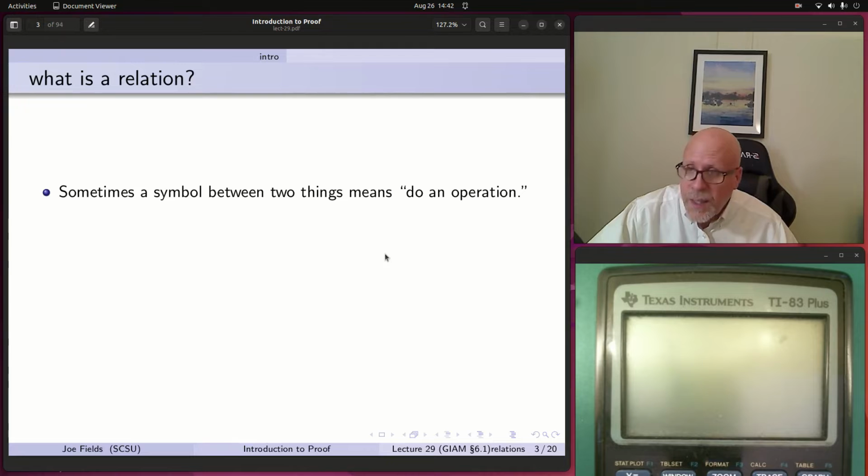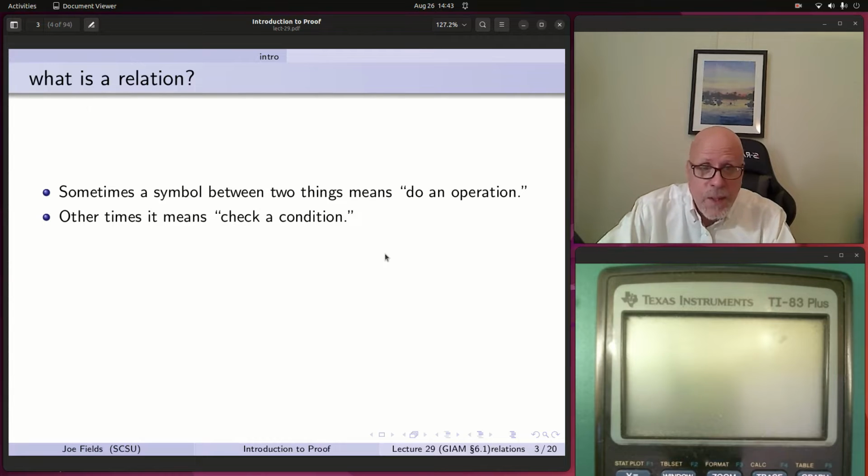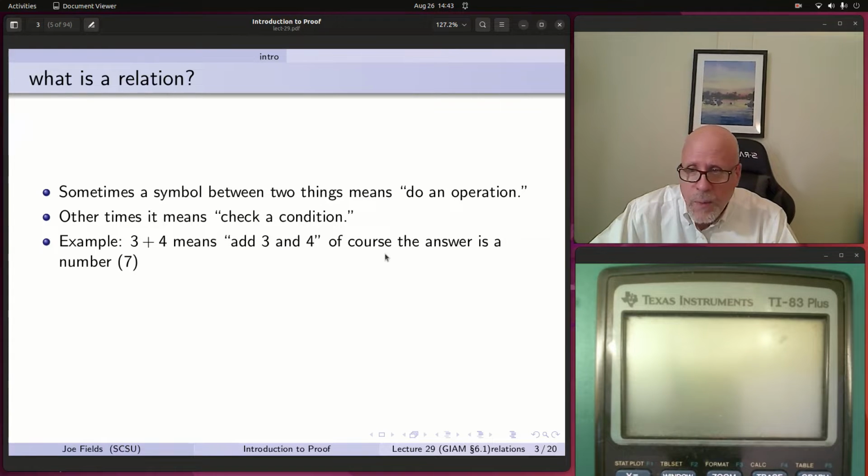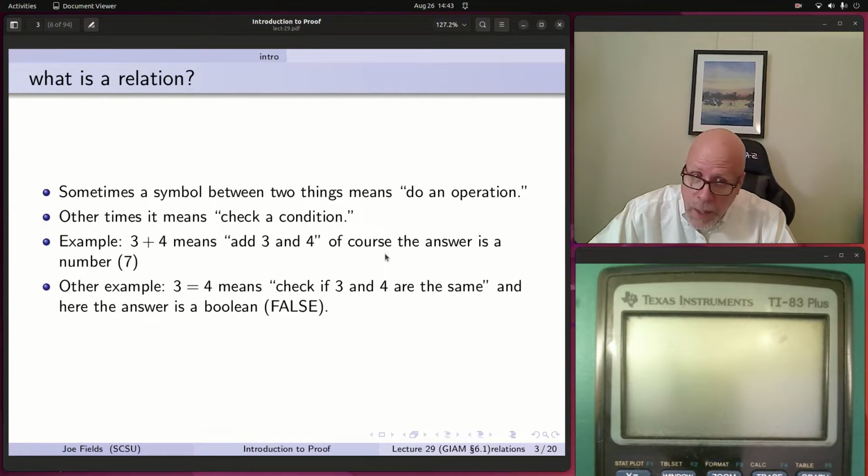So first, what exactly is a relation? Well, let's just focus on symbology. Sometimes you put a symbol in between two numbers and it means do something. Other times it means check something. For instance, if you put a plus sign in between the numbers 3 and 4, it means add them. Of course, you get something numerical when you do that. You get 7. On the other hand, if you put an equal sign between 3 and 4, I know they're not equal, but it really does mean this. Check to see if they are equal. And the answer is no, they're not. So you actually get a Boolean thing. You get a false value from evaluating that relation symbol stuck in between the numbers.